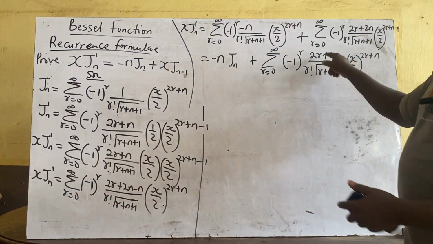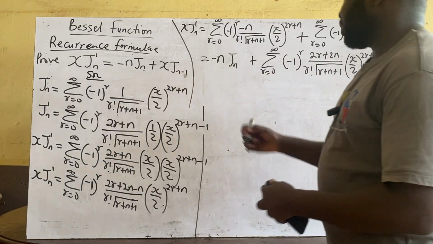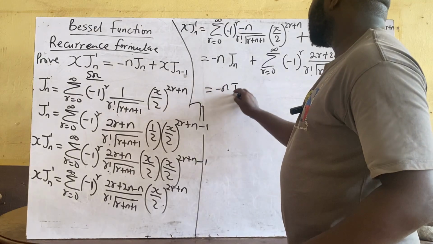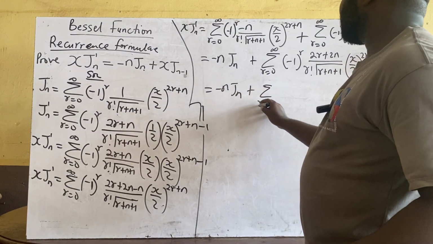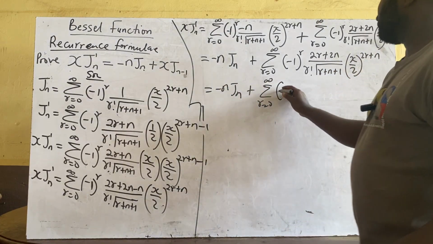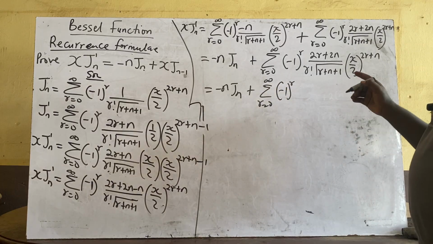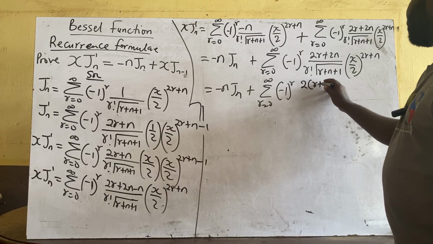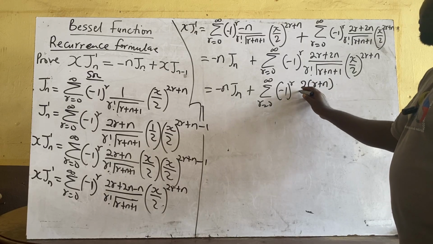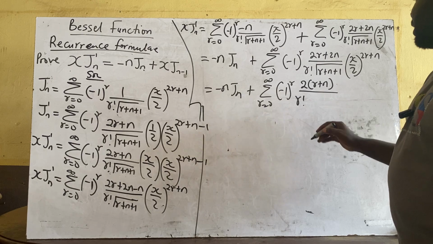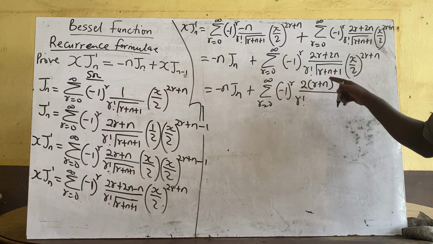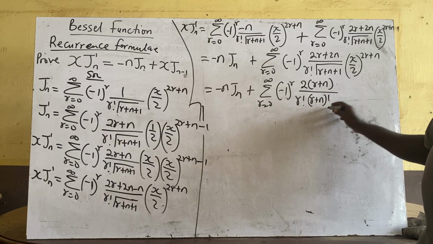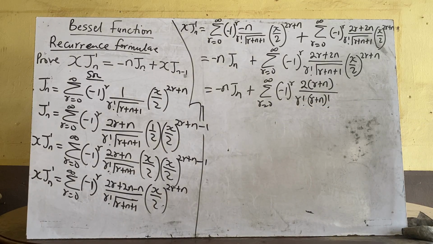First of all, let us eliminate this numerator. The only way we can eliminate it, the way we did in the other example, is minus nJn plus the summation of r starting from 0 to infinity of minus 1 raised to power r. Then if I factorize 2, I'm going to have 2 into r plus n, all over r factorial. Then here it's the same thing as saying r plus n factorial.